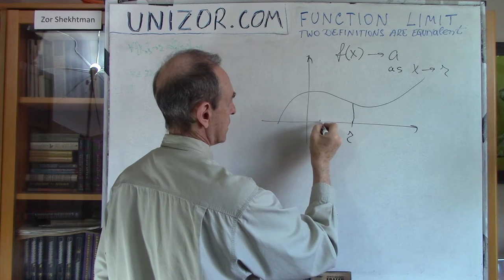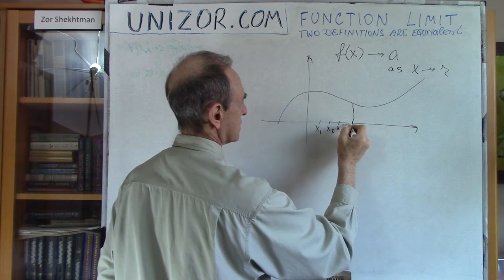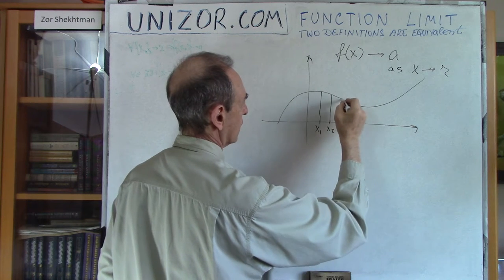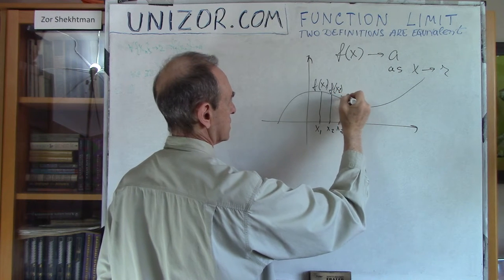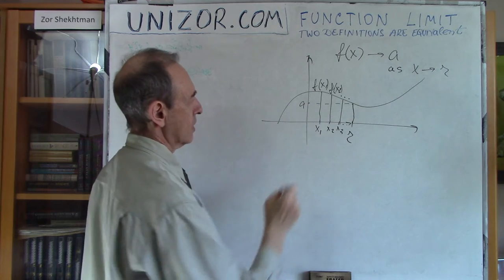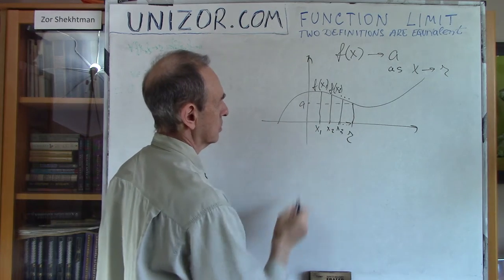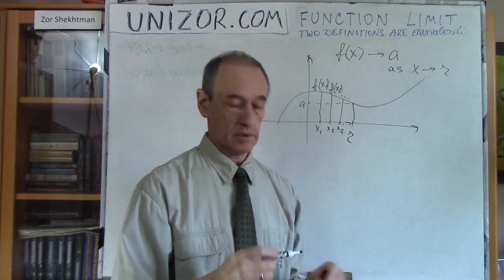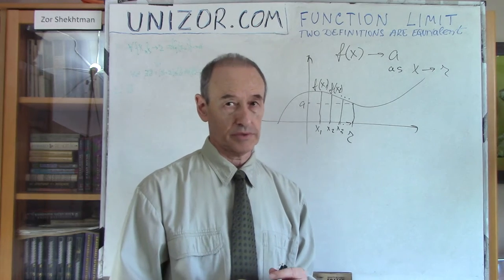So let's just take, for instance, x1, x2, x3, etc. They are all converging to the r, and these are corresponding values of f at x1, f at x2, etc. And this is supposed to be a. So as x converges to r, function is converging to the value a. That is basically an illustration of what a function limit actually is. And I have suggested two different definitions.